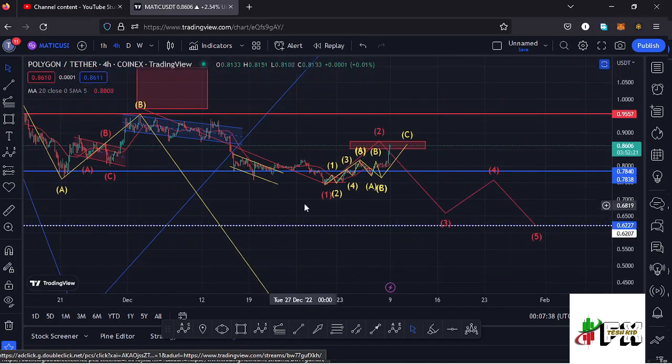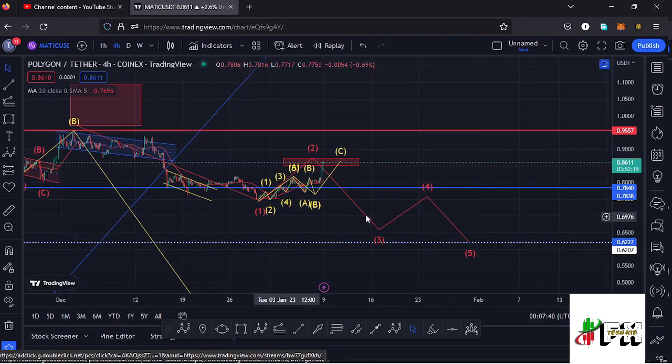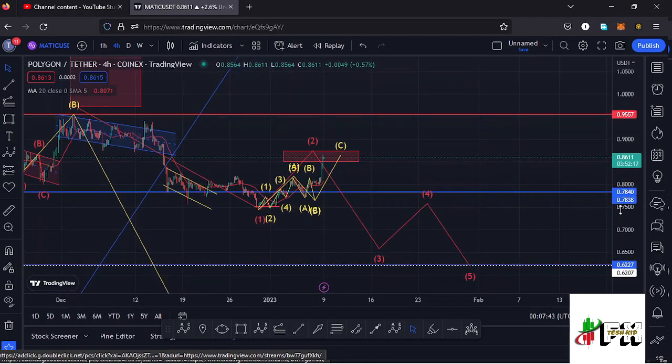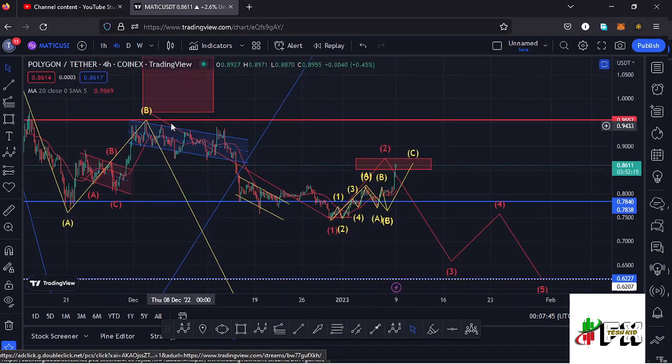And if I get a little bit into the details of the formation of that 5-wave structure, after making our high at around the $0.94 mark in the formation of that wave B, we started the wave C, where we can term this as the wave 1 to the lower side within the formation of that wave C.